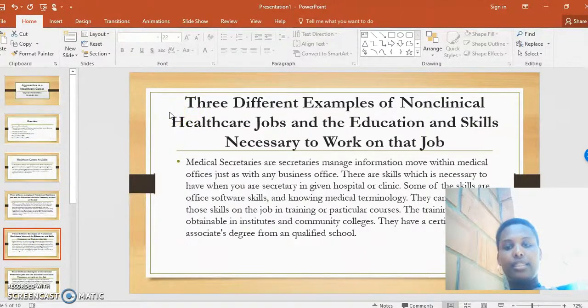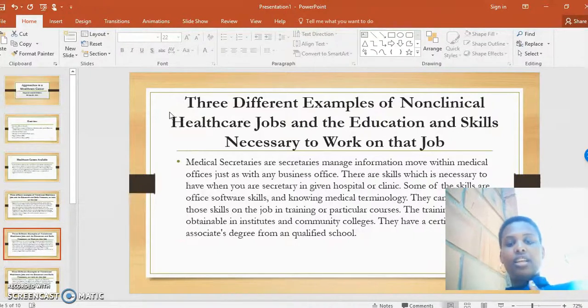The second non-clinical healthcare job is medical secretaries. They are the people who manage information moving within a medical office, just like in any business office. There are different skills which are required when you are a secretary in a given hospital or clinic. Some of the skills are office software skills and knowing medical terminology.